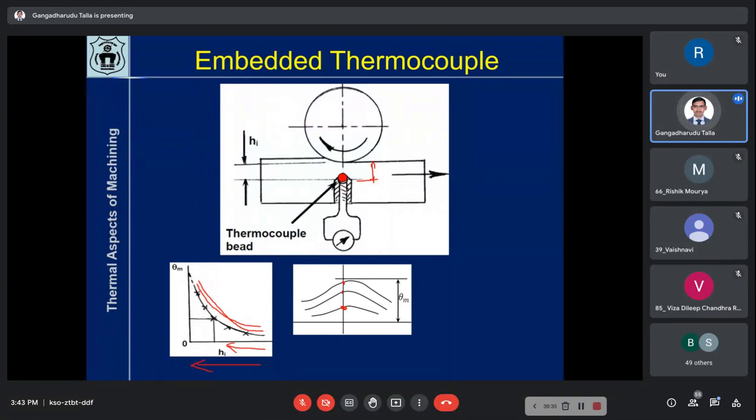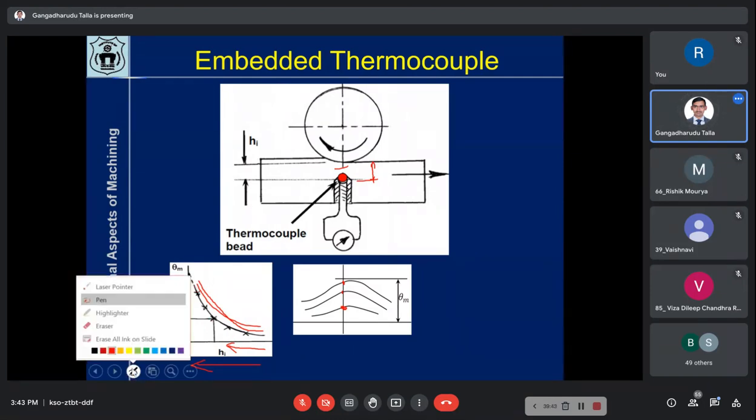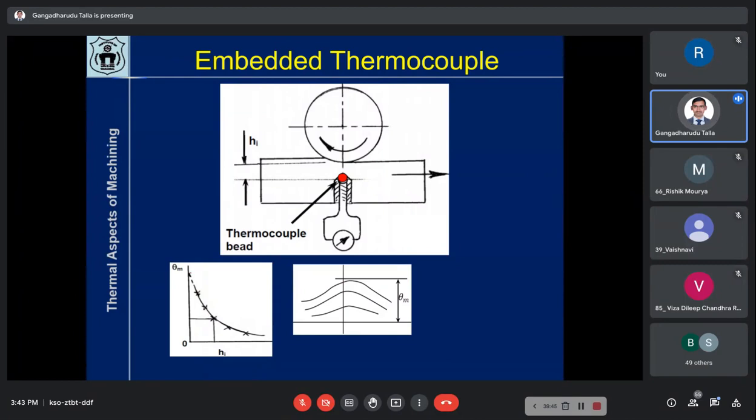Okay, it is obvious because we are coming close to the thermocouple. So like that, for different heights, we will plot a graph and you can extend that graph to meet this H0. So H0 means at the tip directly, what will be the temperature. That is theta m, measured temperature or maximum temperature.